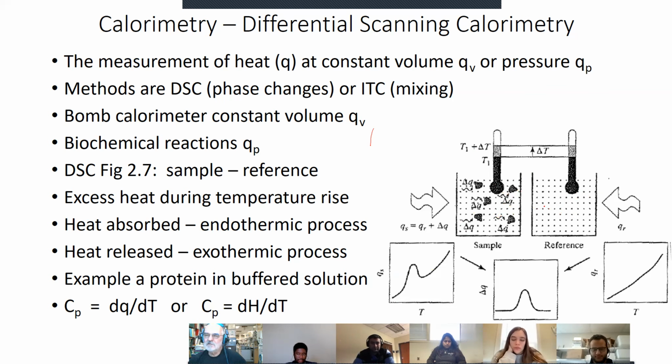Basically, the measurement is done electronically. You're basically trying to maintain a constant temperature between the samples. And how much current it takes to do that is a measure of the amount of heat that's coming either out of the sample or going into the sample. As I point out over here, it's heat absorbed or heat released. And so it's measuring what is called the excess heat during this temperature rise.